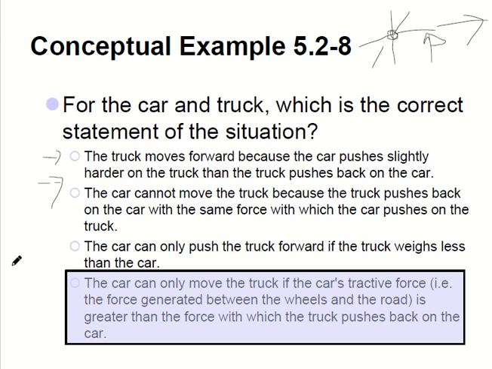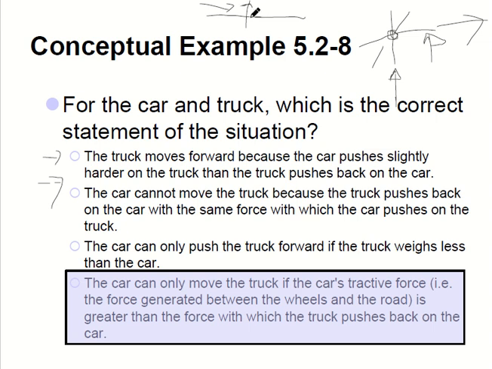The car only pushes the truck forward if the truck weighs less than the car. Of course, if you think about the resultant force, that is correct, but for action and reaction, it isn't. So the car can only move the truck if the car's traction force, that is the force generated between the wheels and the road, is greater than the force with which the truck pushes back on the car. And this is where you can see the components of the force. What I want to show you is another axis right there. So remember the space shuttle example. You have a pushing force and you also have a thrust right there.